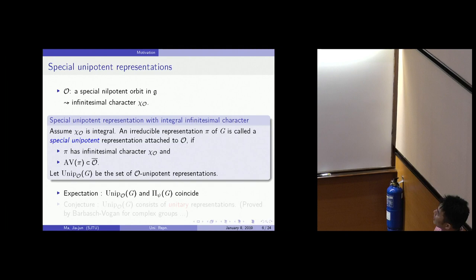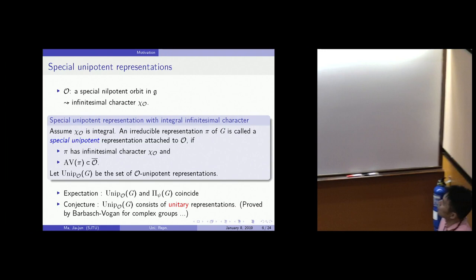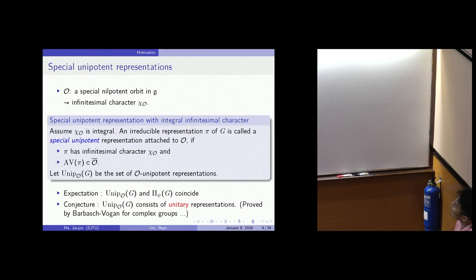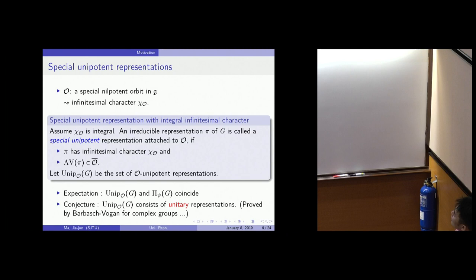But one expectation is that this set of representations should be seen as what Arthur constructed or predicted. From this expectation, a natural conjecture is that everything inside Arthur's packet should be unitary, if they are local components of automorphic forms. So suppose the expectation is true, then this set of course should consist of unitary representations. But in general, one can just conjecture that this should consist of unitary representations. And this is proved by Barbasch-Vogan for the complex groups.